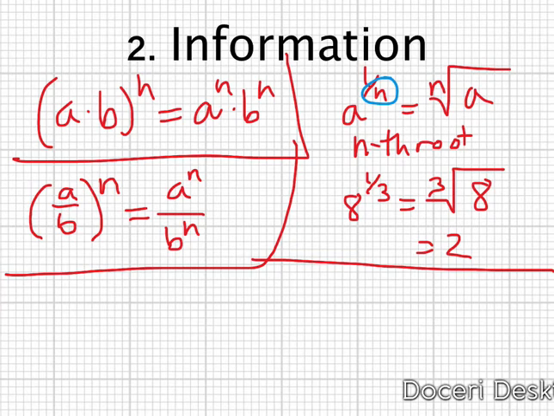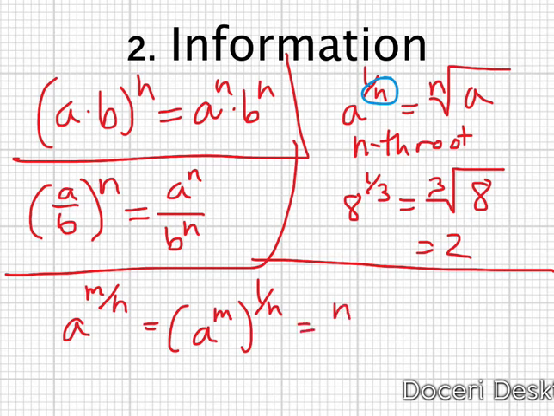And then the last property that we're going to talk about is a to the m over n. Because I can use my powers of powers rule property, I can separate this out as a to the m raised to the 1 over n power. And we know from the last property that 1 over n is the same as the nth root. So this is going to be the same as the nth root of a to the m.